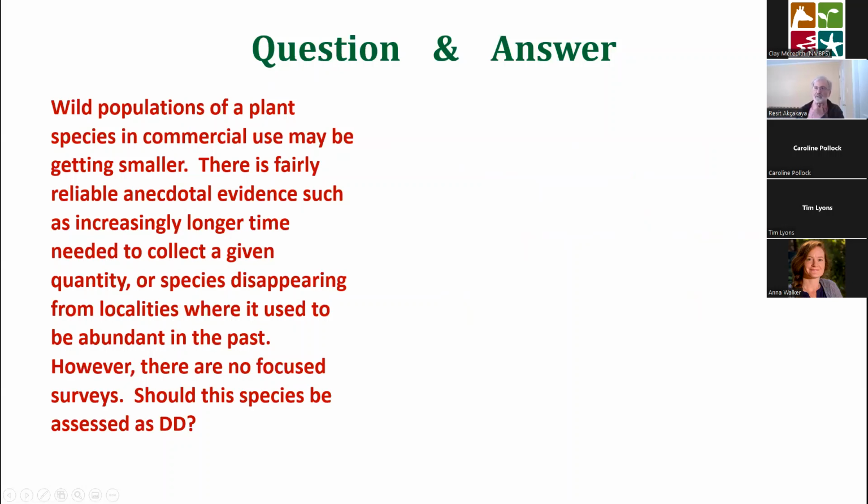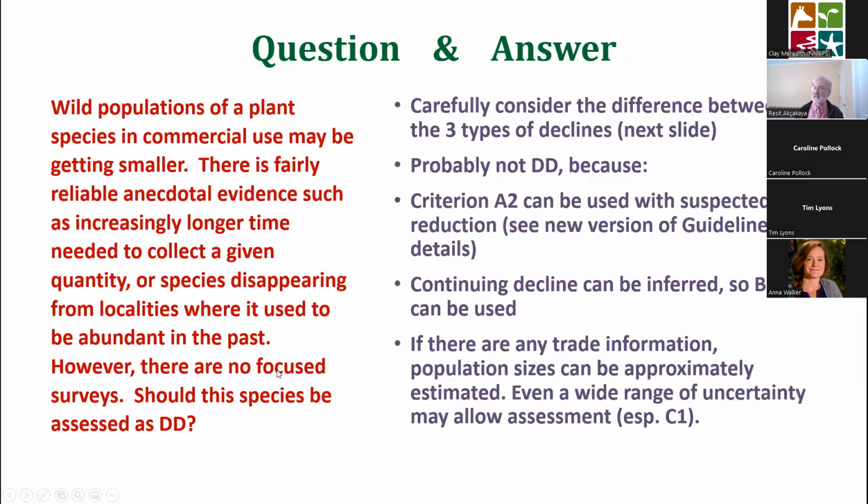Now, another related question, this is another difficult question. Wild populations of a plant species in commercial use may be getting smaller. There is fairly reliable evidence, but anecdotal evidence, such as increasingly longer time needed to collect a given amount of the species, or species disappearing from localities where it used to be abundant in the past. However, there are no focused surveys. Should this species be assessed as data deficient? I would say that it seems like there is enough information that data deficient would not be necessary.